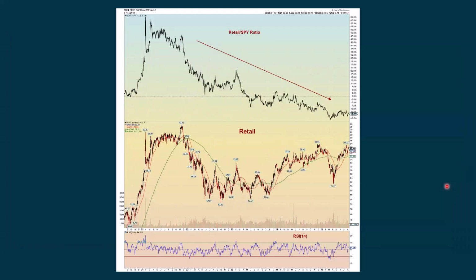We want to keep an eye on retail. In the middle area, this is the retail chart itself. It's kind of backwards to the way I usually do things here. But we are in an uptrend. We've seen a recent golden cross. We're above the 50 and 200-day moving averages.